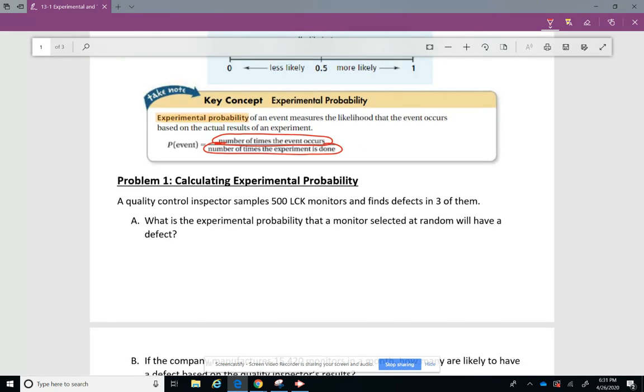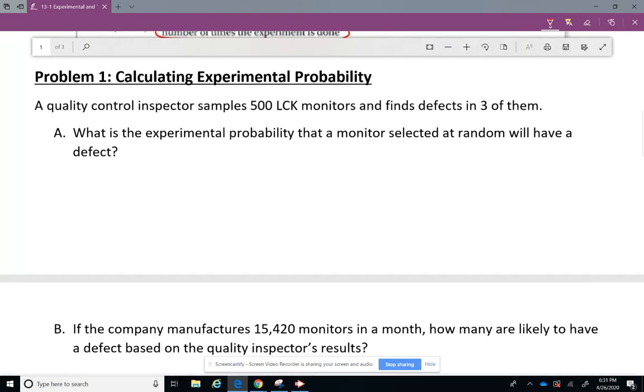All right, calculating experimental probability. A quality control inspector samples 500 LCD, that's supposed to be LCD, sorry about that, LCD monitors and finds defects in 3 of them. What is the experimental probability that a monitor selected at random will have a defect? All right, so you do the probability and you put in parentheses what you're looking for. You're looking to see what's the probability that it has a defect.